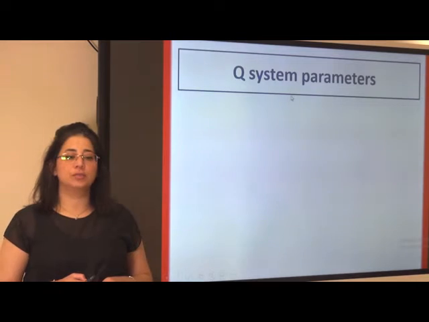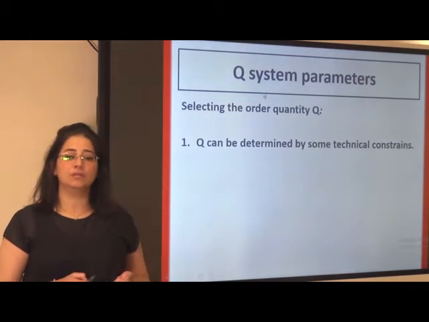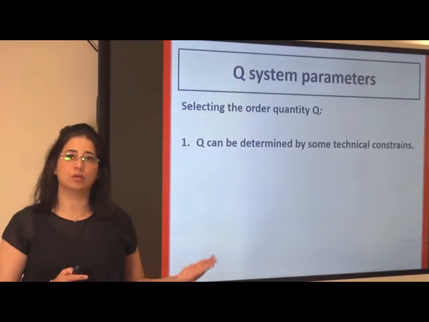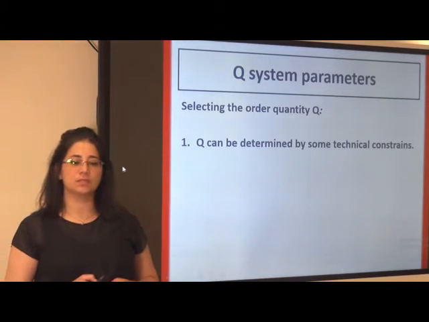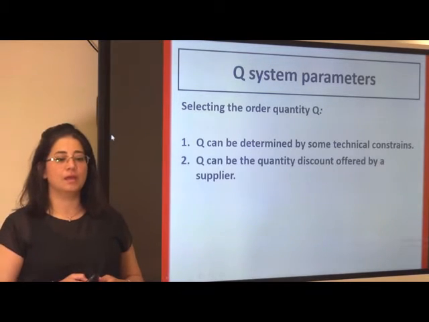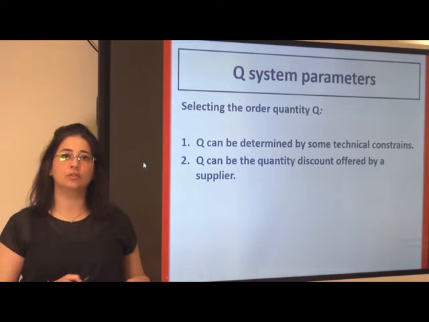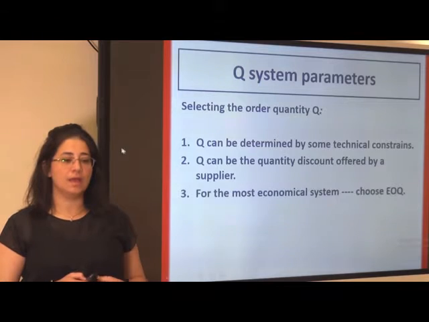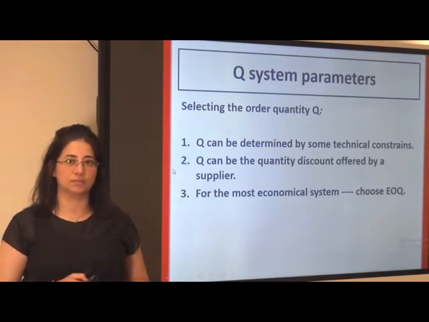Now we have to determine the parameters. First, the Q. Q can be determined by technical constraints. For example, a truck load can determine the shipment quantity, or constraints such as the capacity of a machine. It can be a quantity discount offered by the supplier in order to get a reduction in the price of the material. And in most economical systems, we can use the economic order quantity.